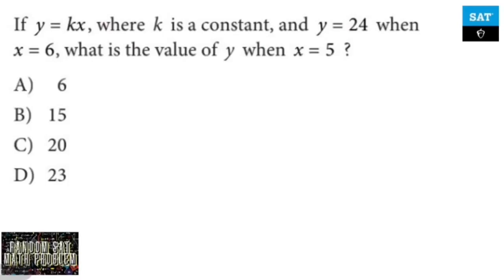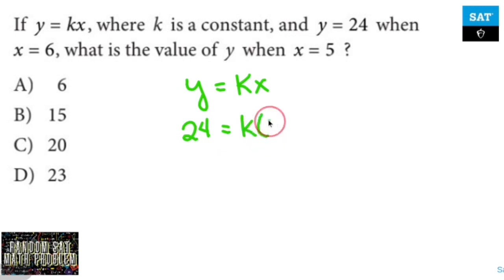If y equals kx, where k is a constant, which means just a number, no attachments, and y is 24 when x is 6, what is the value of y when x is 5? So y is kx. Let me write that out. If y is 24 and x is 6, you get k. So I'm going to change y into 24. I don't know k. I'm going to change x into 6.